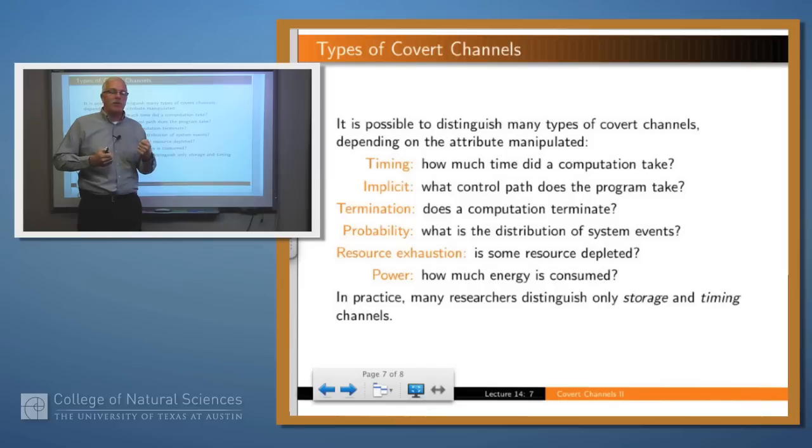And if the low-level process can sense that and the high-level process can modulate that, that is a vehicle by which information can flow. In practice, a lot of times researchers really only distinguish between storage and timing channels because that seems to be the big distinction that people make.